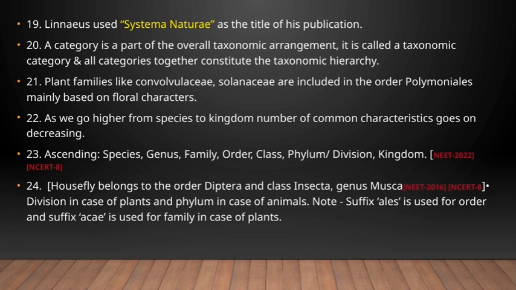Also, a quick tip, for plants, the suffix ales is used for order, and aceae for family, which helps in identifying the categories easily. Connecting all these points, it's clear that taxonomy is a systematic way to classify and understand the diversity of life, making sense of the relationships between different organisms across the natural world.